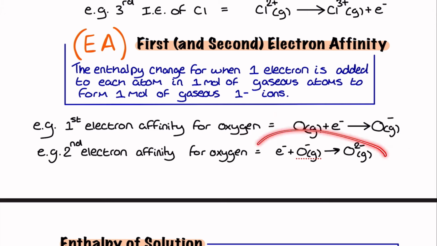Second electron affinity, just here, is taking it one step further, and it's creating a 2- ion from an already singly negative ion. The first and second electron affinities for oxygen are actually exothermic and endothermic, respectively. That's right, they have different signs for these respective enthalpy changes.